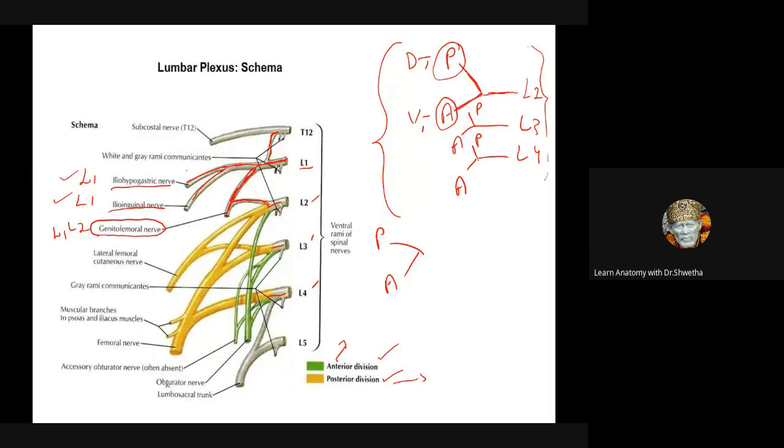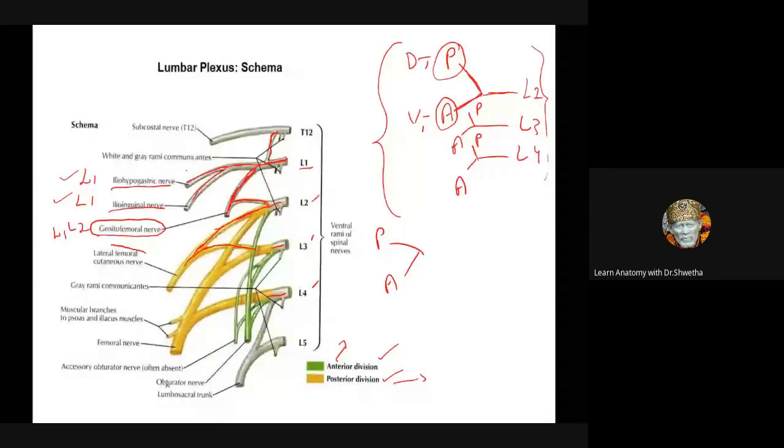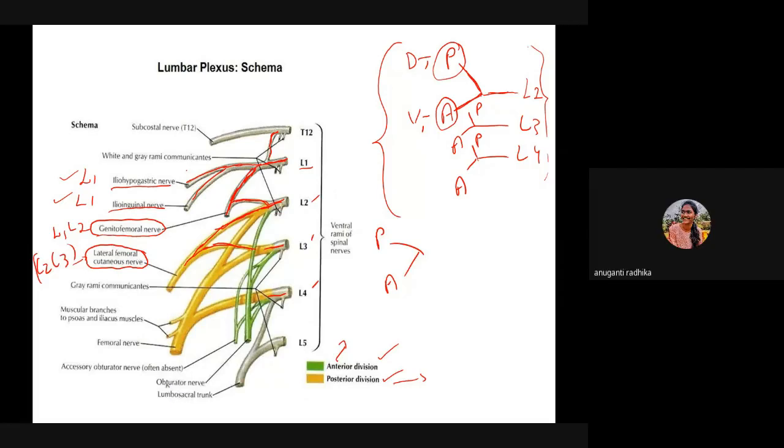Now, see here students, L2's posterior division joins with L3's posterior division and forms another beautiful nerve which is called the lateral femoral cutaneous nerve. Okay. So, this is an MCQ question. The lateral femoral cutaneous nerve's root value will be the posterior branch of the ventral rami of L2 and the posterior branch of the ventral rami of L3. So it is L2 and L3's which division, students, anterior or posterior? Posterior. Very good. Excellent.